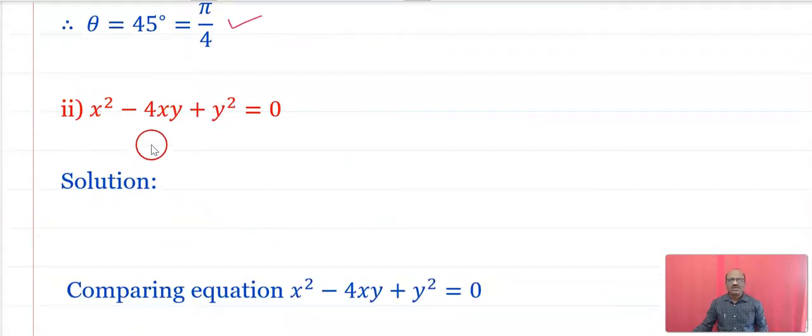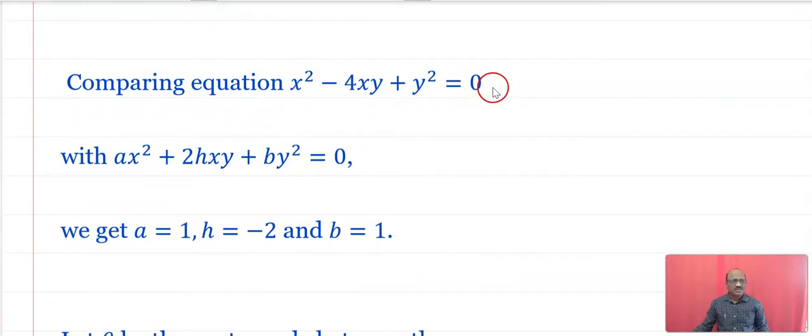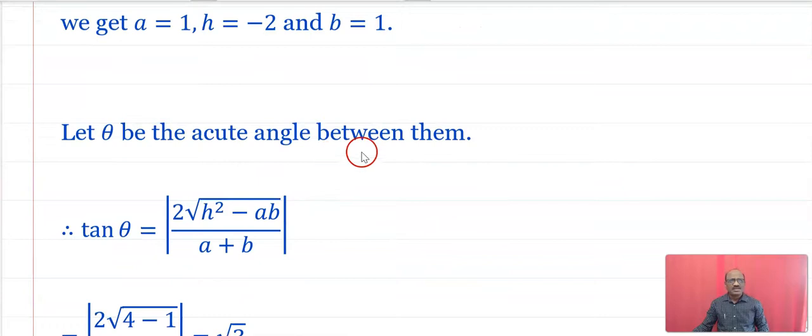Next, x² − 4xy + y² = 0. Now again comparing this with ax² + 2hxy + by² = 0, here a = 1, h = −2, b = 1. Let theta be the acute angle between them. tan theta = |2√(h² − ab)/(a + b)|. This is the formula.